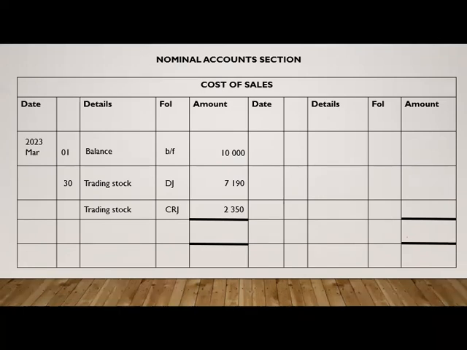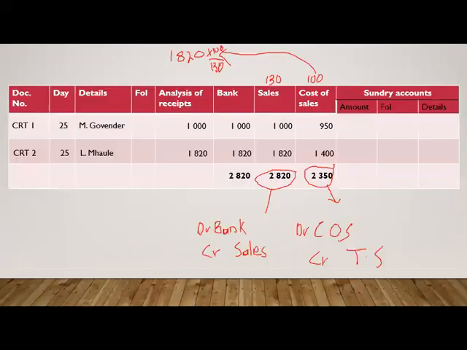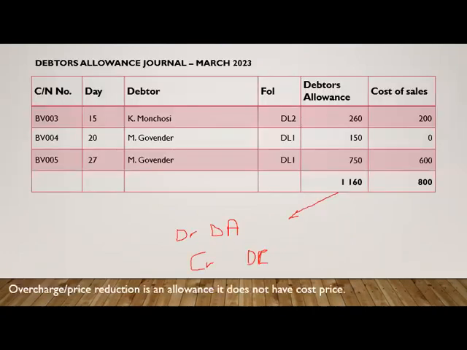All right, and that is it with respect to the CRJ. I don't know if I did finish off the debtors allowances. For the debtors allowances, I think I only recorded the debtors allowances total. I don't think I recorded the cost of sales total. So this cost of sales total, I will record it on the debit side of trading stock.